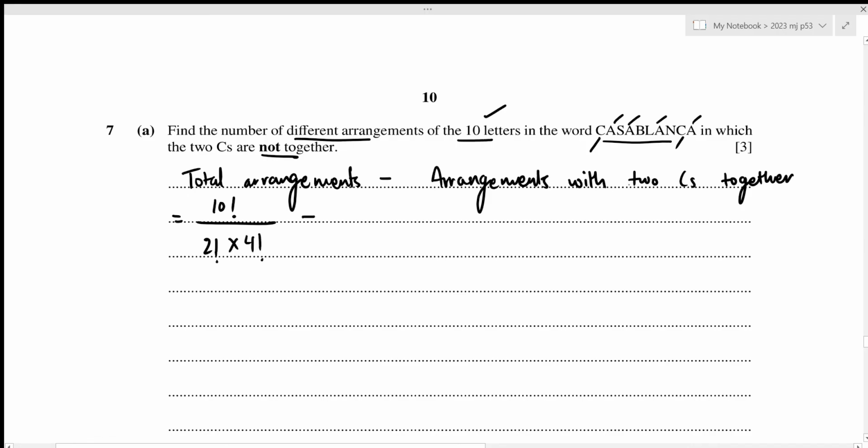Now for arrangements with the 2 C's together, we consider these 2 C's to be a single letter. So 1, 2, 3, 4, 5, 6, 7, 8, 9. 9 letters. So now we're looking for the arrangement of 9 letters where A is repeated 4 times. And if we consider the arrangement of C itself, that will be 2 factorial divided by the repeated letters of C, which is again 2 factorial. This gives the required number of different arrangements to have the value of 60,480. That's all for the first part.